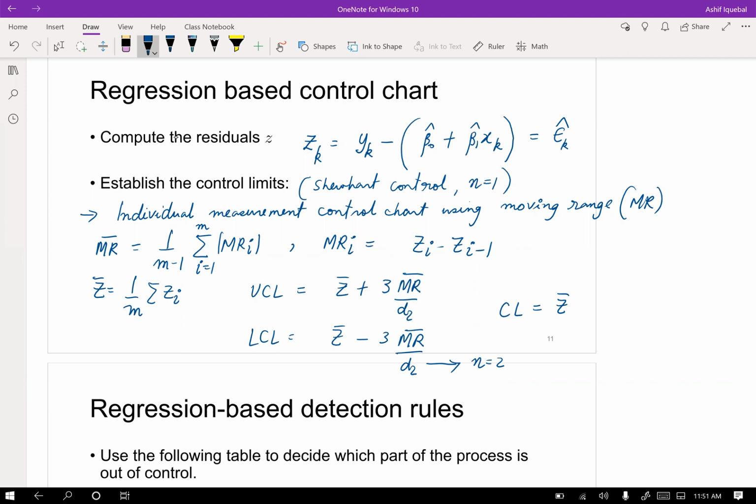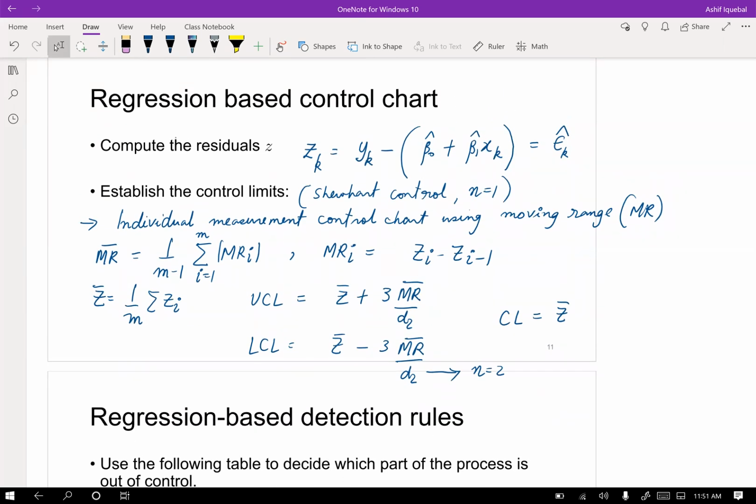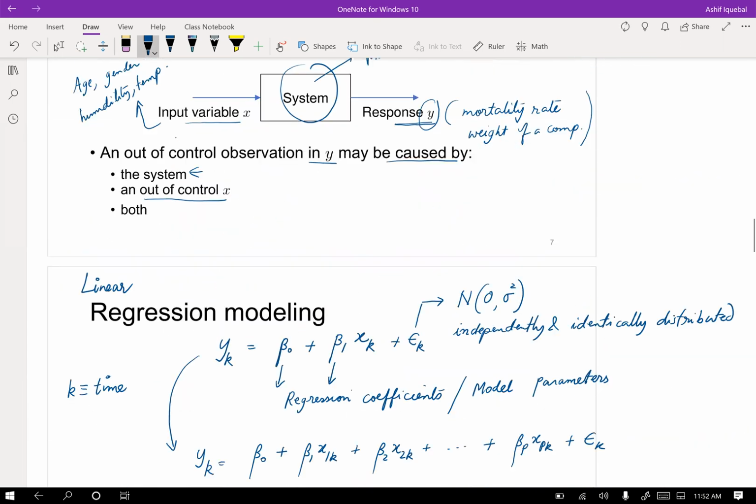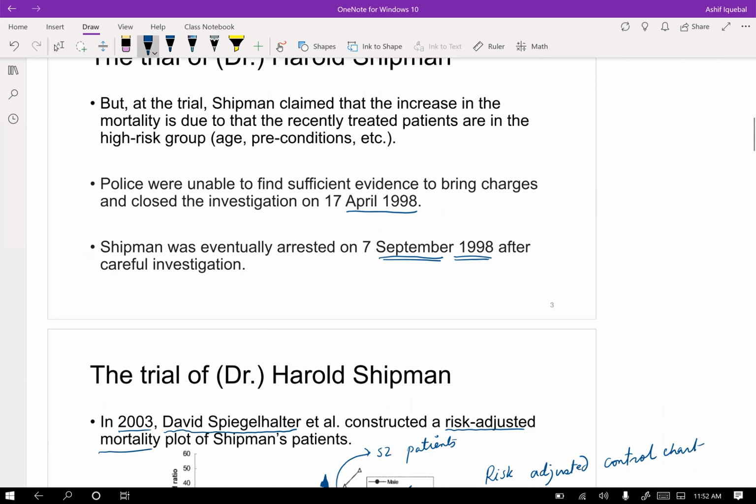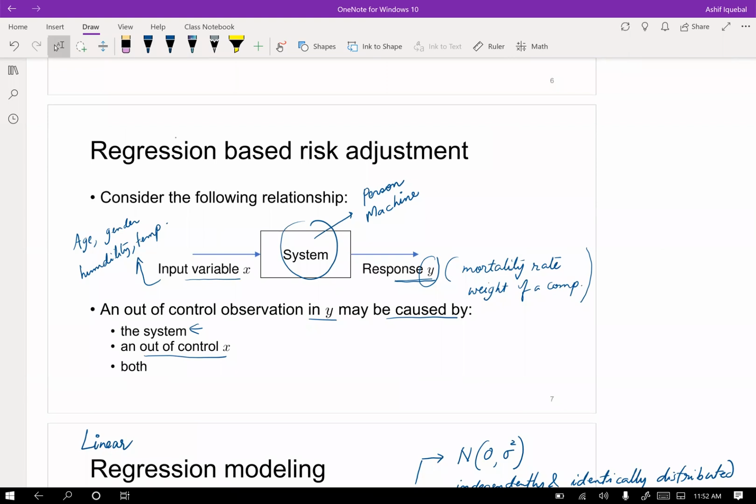So that's everything about regression that we want to use in this class. Okay, regression and regression-based control chart. So what we have done so far is, instead of plotting a control chart for Y, now we want to construct a control chart for Z, right? Let me go back to one of the slides that I introduced in the very beginning. Yeah, this slide right here.